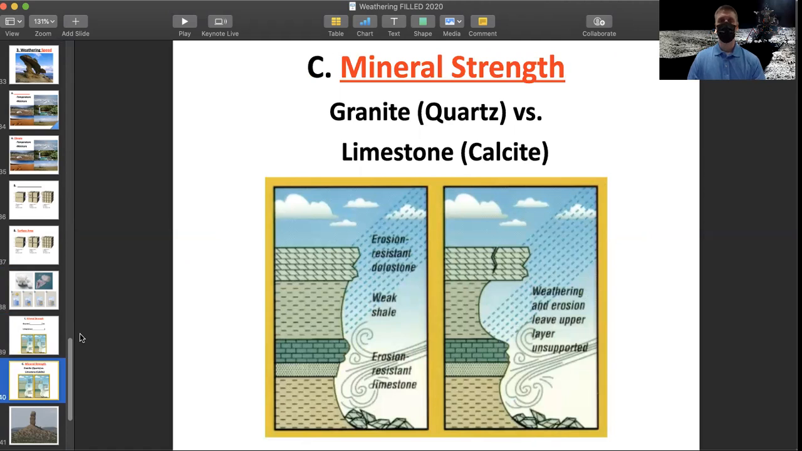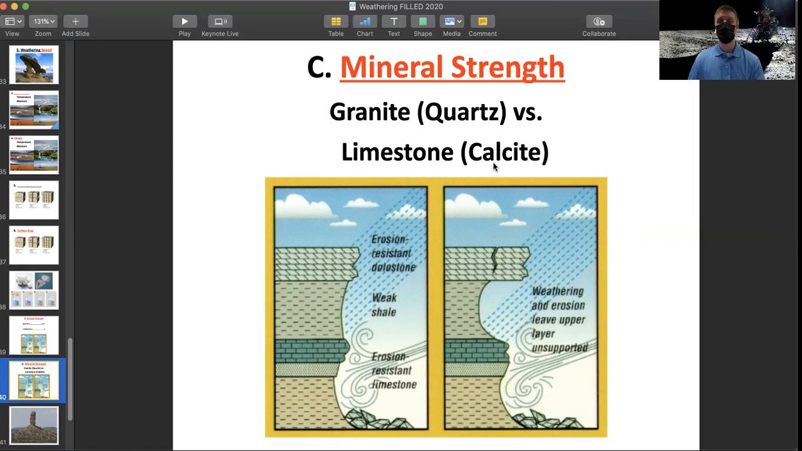And then mineral strength. Depending on the differences in hardness of the minerals, that will affect the rate of weathering as well. So the harder a mineral is, the more durable it is, it's going to weather more slowly. If a mineral is softer, then it will weather more quickly. So limestone is cemented together with calcite. Granite has quartz in it. Quartz is much, much harder than calcite.